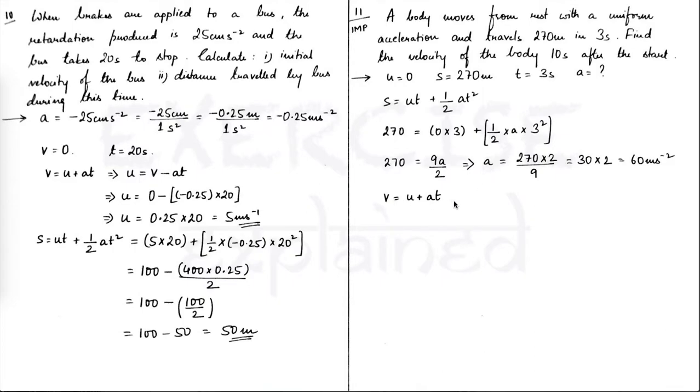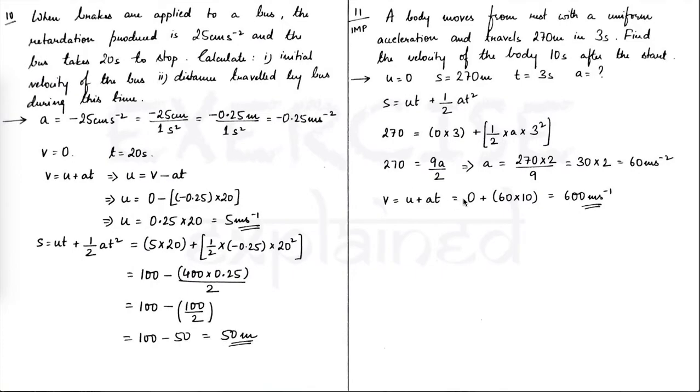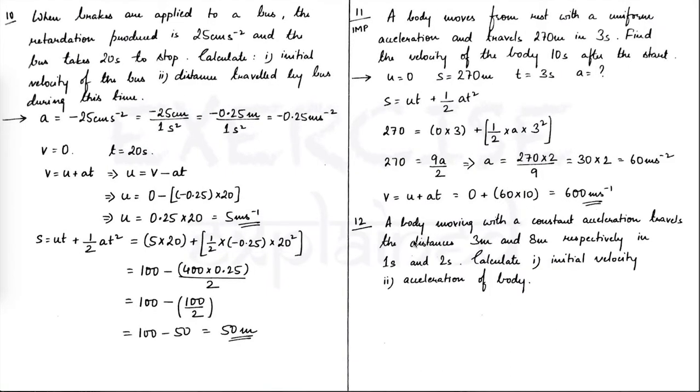So V is equal to U plus AT. So that is 0 plus A into T is 60 into 10. So 60 into 10 is 600. So we get final velocity as 600 meter per second.